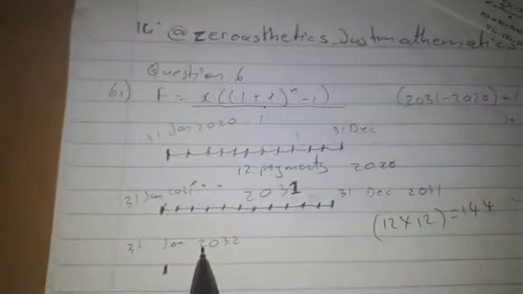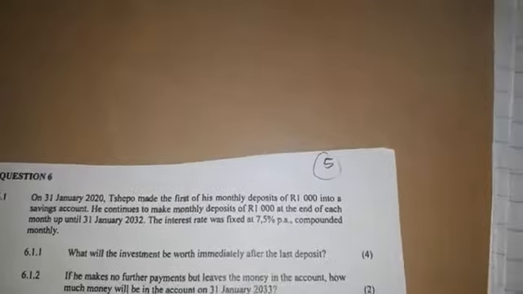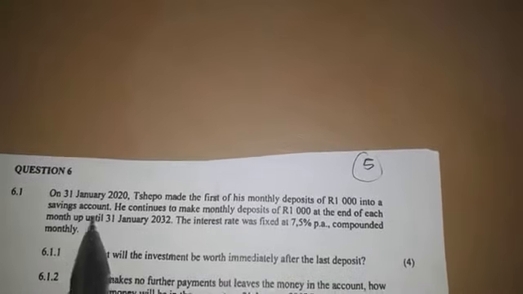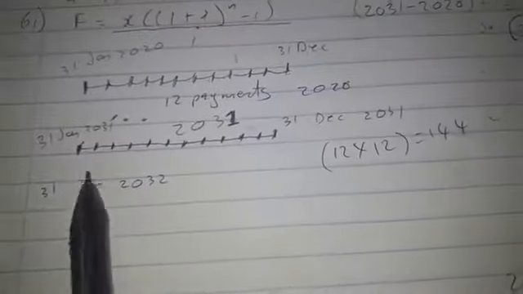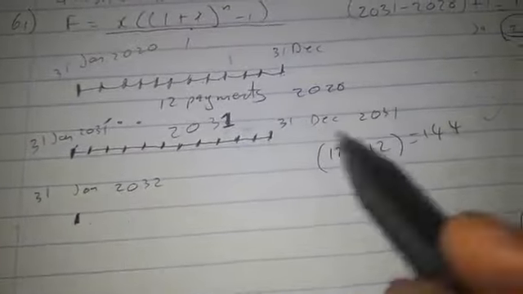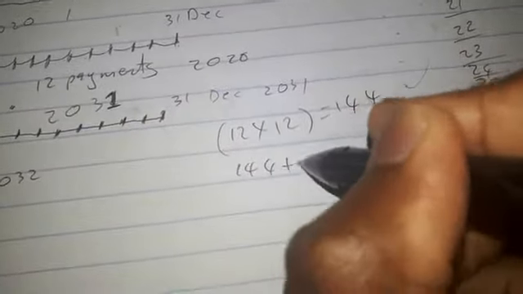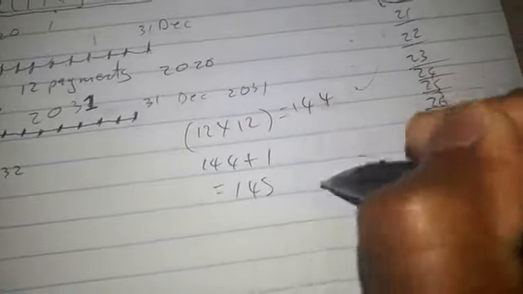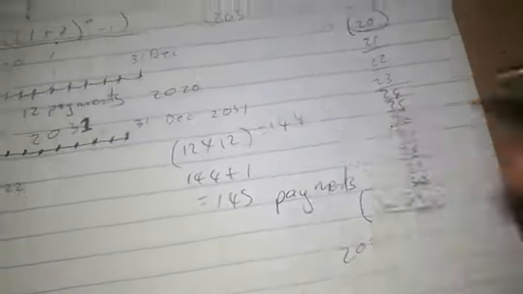And then we see that he made another payment. That's what they're saying here: he continues to make monthly deposits of 1,000 at the end of each month up until 31 January 2032. So on 31 January 2032, he made another payment. So it's going to be 144 payments plus 1, which is 145 payments. Whew! Yeah, this question was brutal.